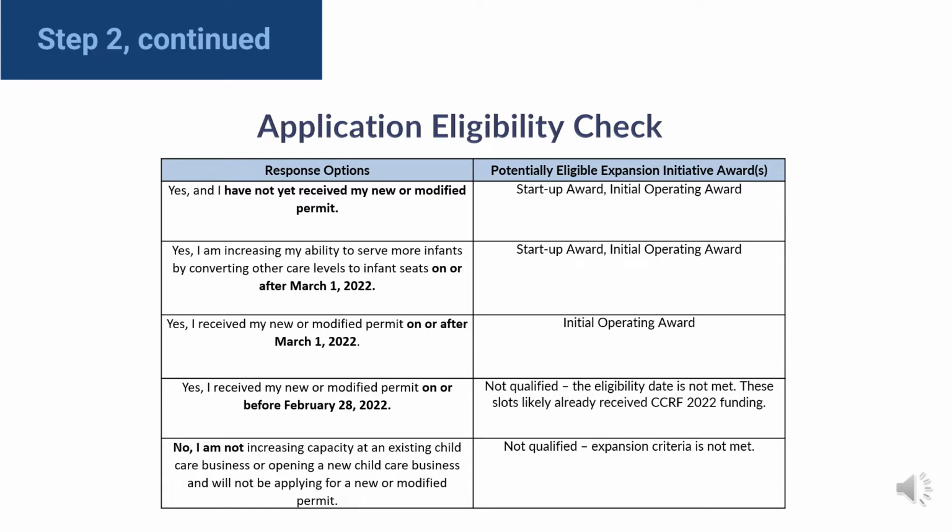Application eligibility check. This will be the first question on the application that will determine eligibility. Response options include, yes, I am increasing capacity at an existing childcare business or opening a new childcare business and have not yet received my new or modified permit. These providers are potentially eligible for startup and initial operating awards.